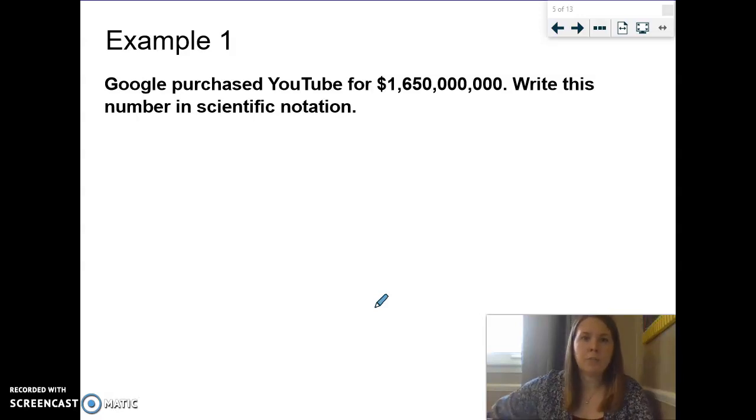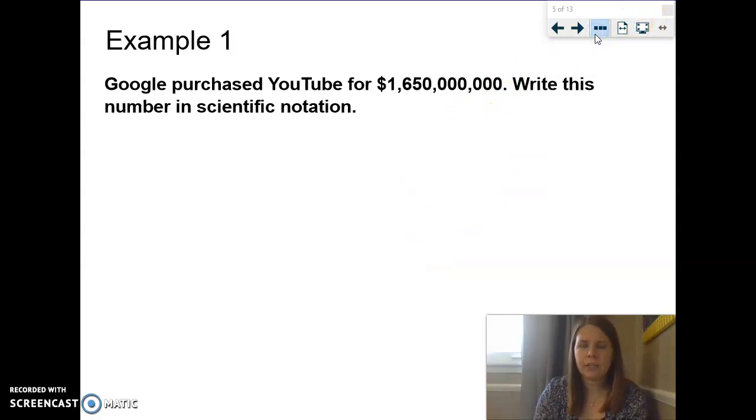So it says that Google purchased YouTube for $1,650,000,000. Write this number in scientific notation. Ooh, that was a lot to read, and it's a lot of zeros to write. So we are going to change this into scientific notation. I'm not actually going to rewrite this number, but I would suggest rewriting it. I'm just going to use the decimal that they already have here.